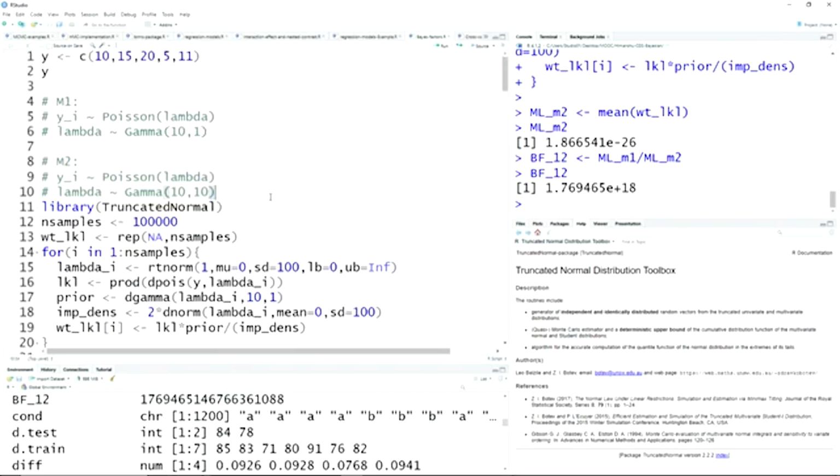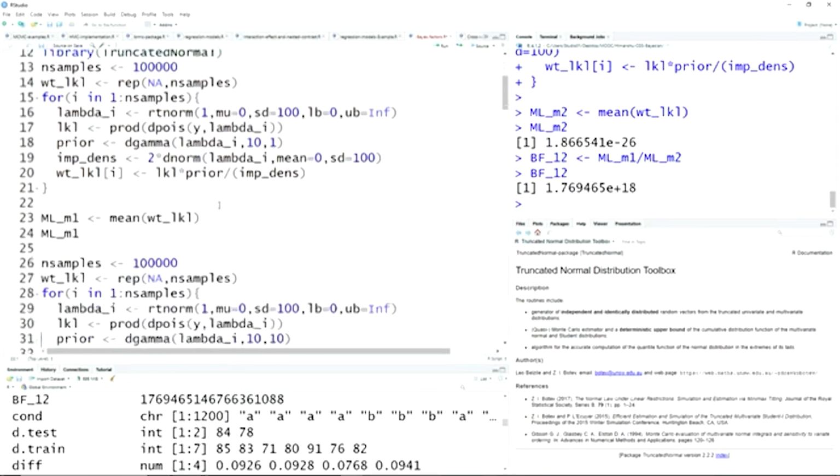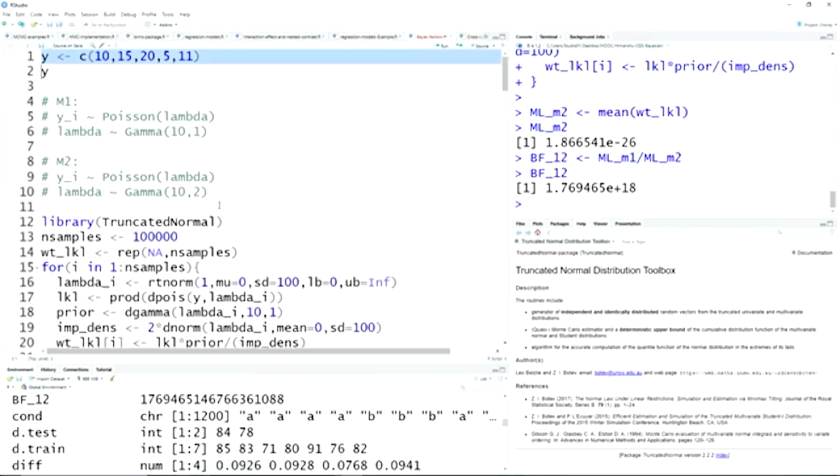Yeah. In fact, you can try more. So let us say, what if you have another model which has prior gamma 10 2. Now this is not very different prior, and it could be the case that both these models would have similar marginal likelihood. So it could be the case that model 1 does not have strong evidence compared to model 2. Let us see. So what we want to change, 10 2. Okay. So let us see.